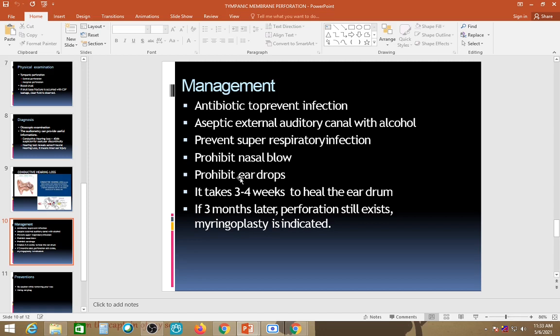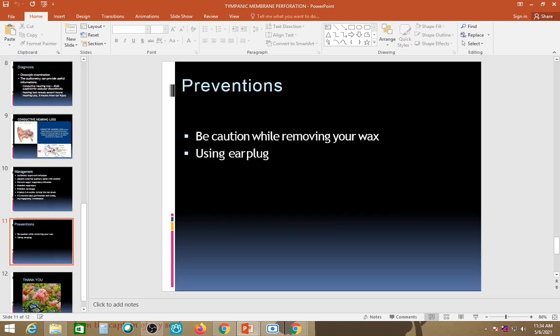Prohibit nasal blow and eardrop means, you understand, no? We don't. Okay, Indrani, tell me. Prohibit nasal blow and eardrop means? We should tell the patient not to blow their nose, and not to put in eardrops. Okay, we'll go to the next slide.